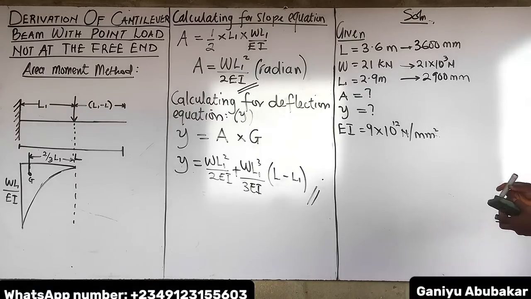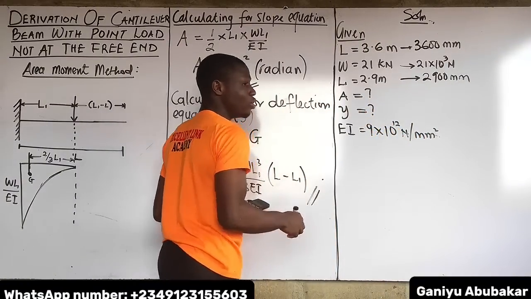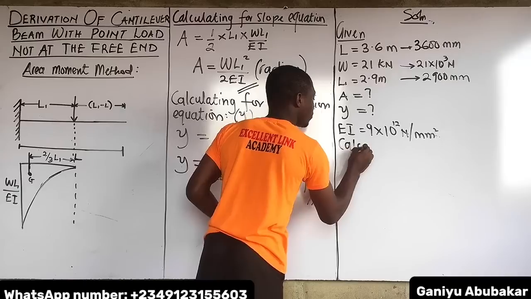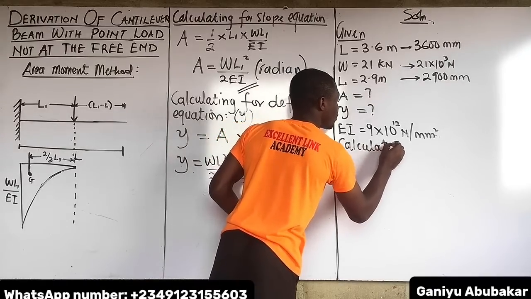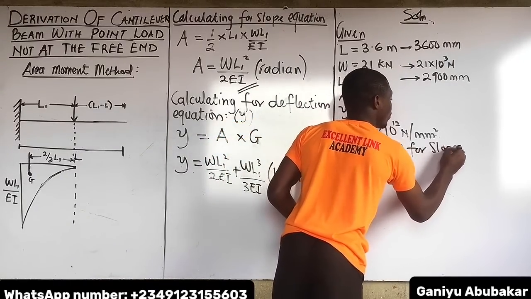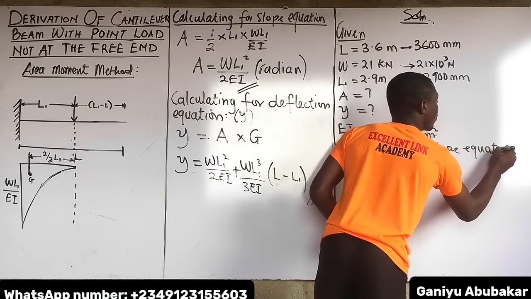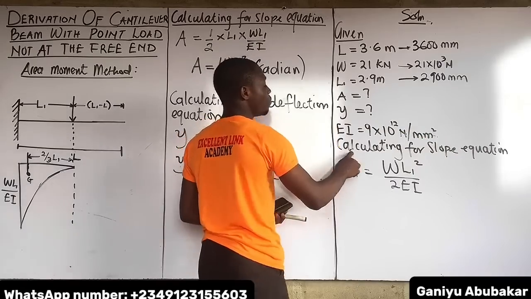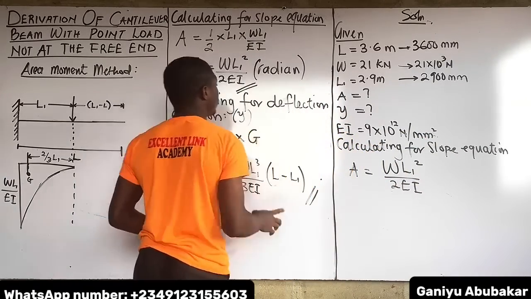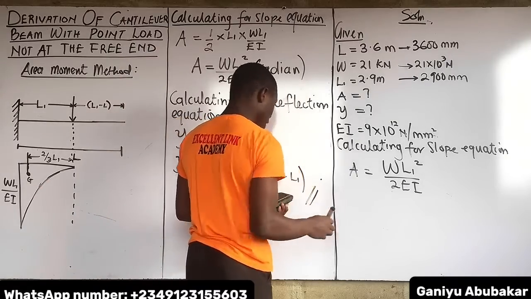So I'm doing conversion here. All right, what's my next task here now? My next task is to start solving. So let's calculate for this slope equation. So we're calculating for slope equation. I have this formula here, which was derived from here. So next task now is putting in values.